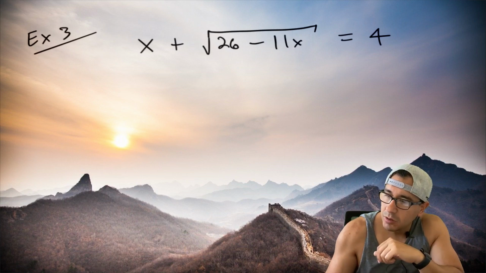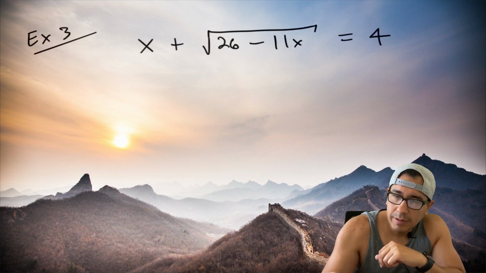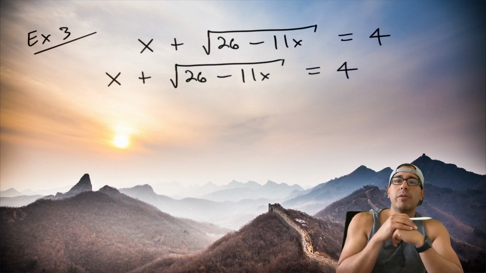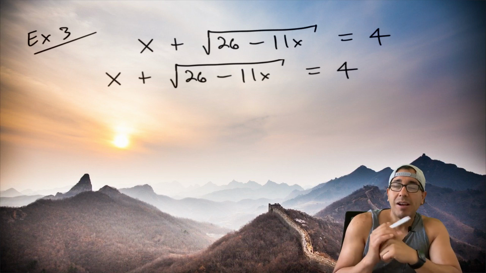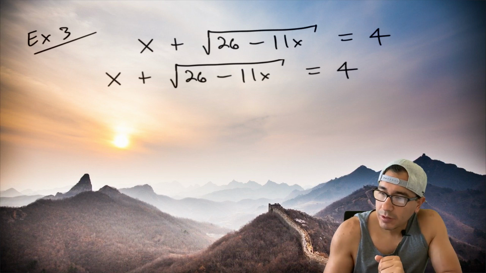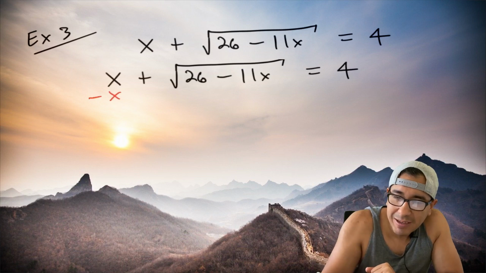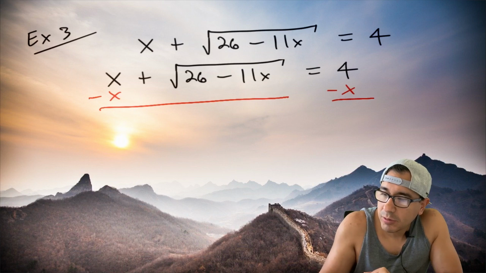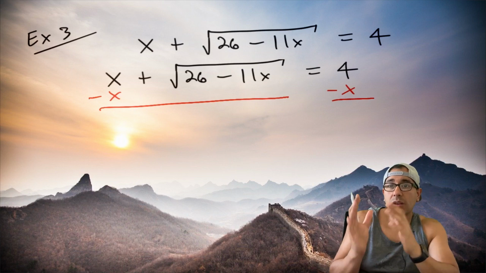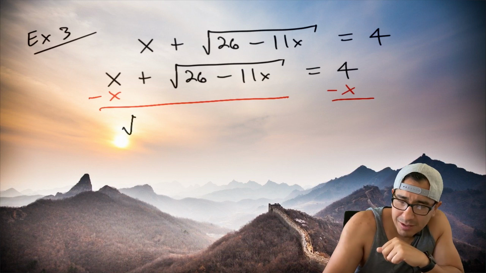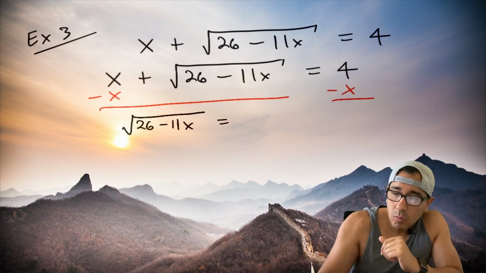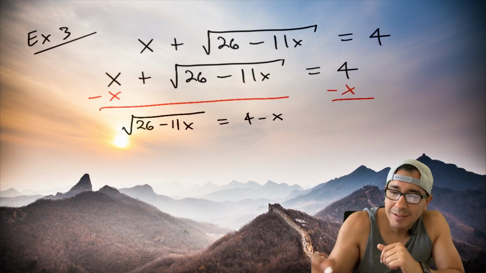Let me copy this down. So I copied down my original equation, and now I'm going to isolate the radical. I'm going to subtract x from both sides. When we subtract x, what we're left with on our left-hand side is the square root of 26 minus 11x, and on our right-hand side, we're left with 4 minus x.